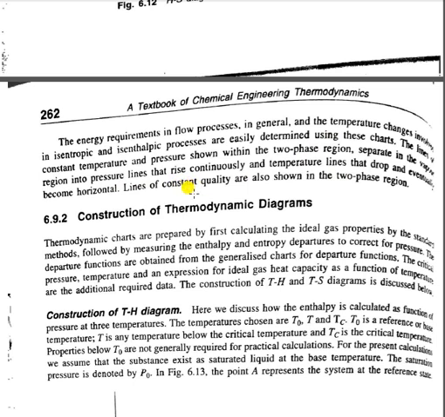Lines of constant quality are also shown in the two phase region. Okay, lines of constant quality, temperature and pressure, are known as the two phase region.